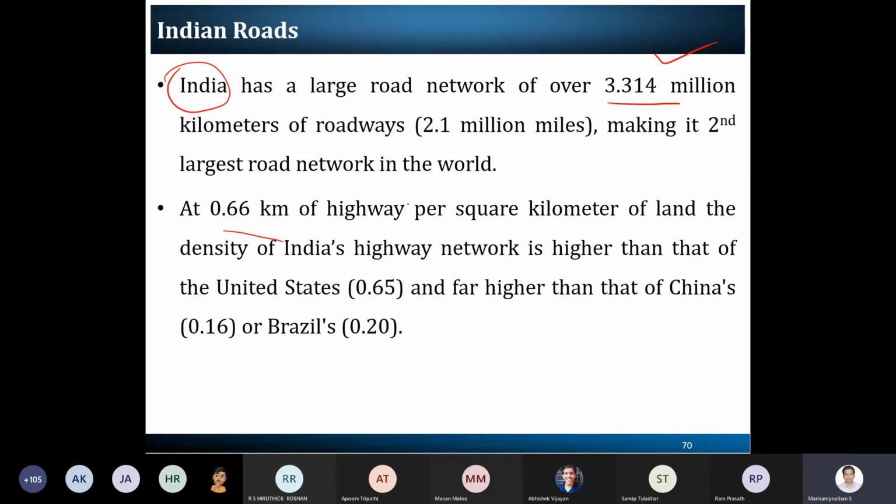So just have a quick view, and whenever you get time, try to explore how the statistics have changed. There is a possibility of questions being asked in the civil service exam with respect to the Indian road network: how it exists, and how the densities compare with other countries. Those kinds of clear pictures, you try to get from Google.